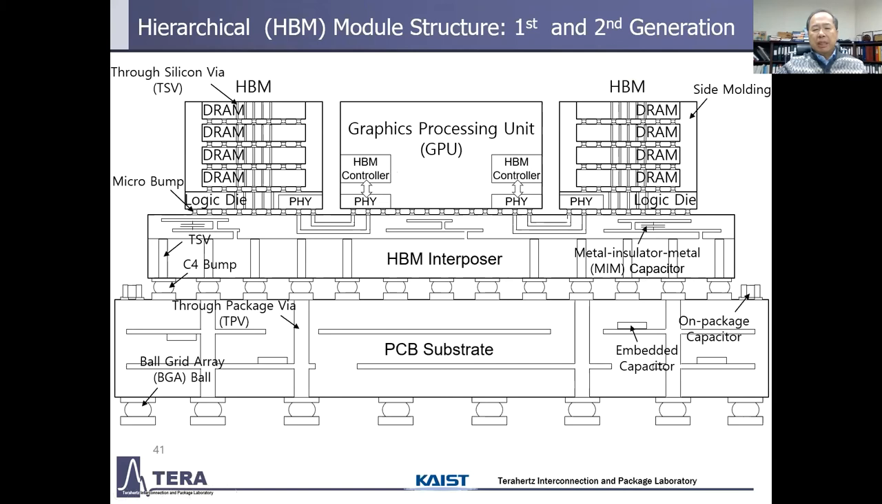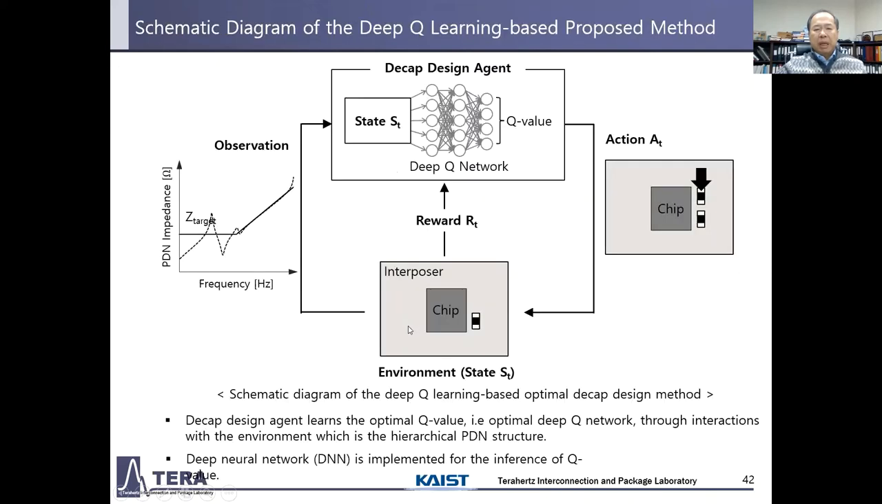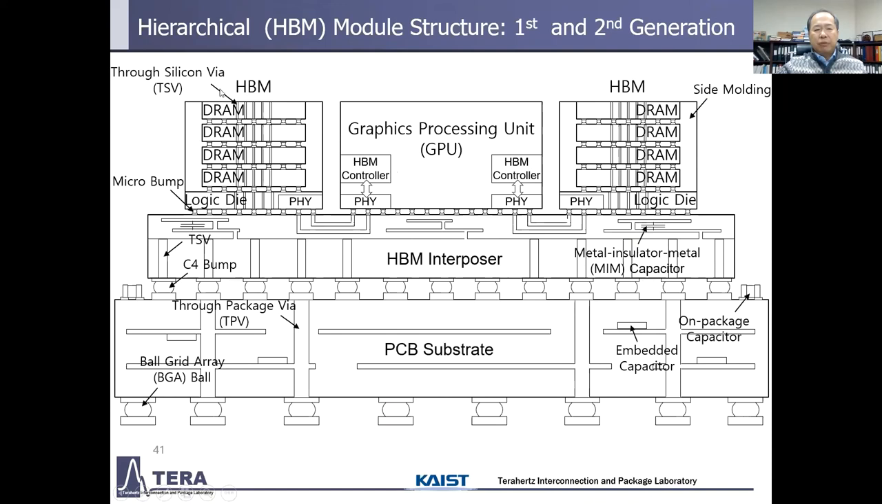Now, we also extended our research to the case of power integrity, the PDN network. This is a cross-sectional view of HBM. It has a GPU, HBM, interposer and PCB. And now we have through silicon vias and on-chip decoupling capacitors at the DRAM, GPU, and HBM interposer. So we want to optimize the decoupling capacitor design, the PDN design in the GPU module.